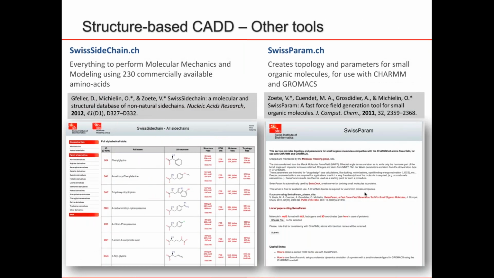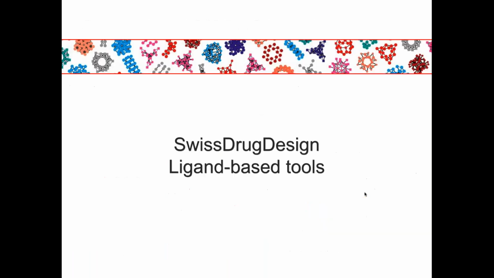So here I wanted just to mention two additional tools. Those ones are really dedicated to specialists in the field, people making molecular modeling. The idea was to provide everything you need in terms of topologies, parameters, different data like that, to be able to perform computer-aided drug design using molecular mechanics packages like CHARMM and GROMACS for organic molecules, but also non-natural amino acids that are commercially available. So this is really for specialists in the field. There is no web tool to use, so I will just keep that for the moment.